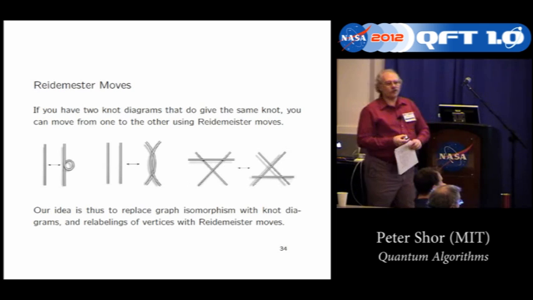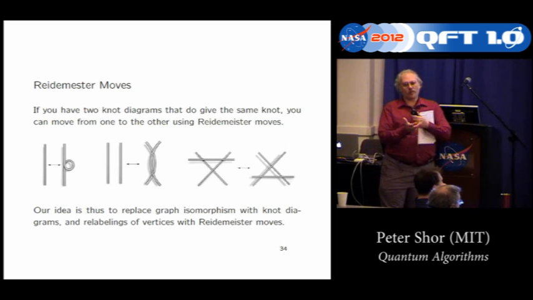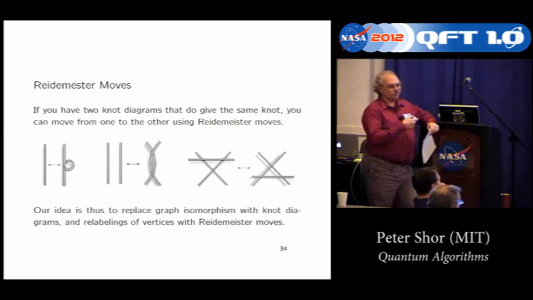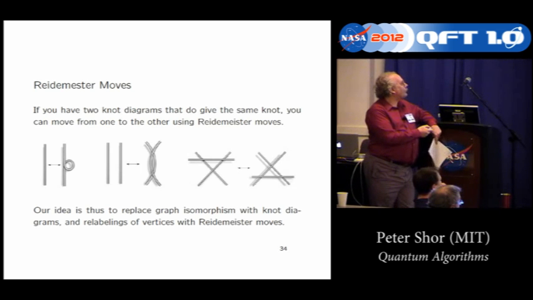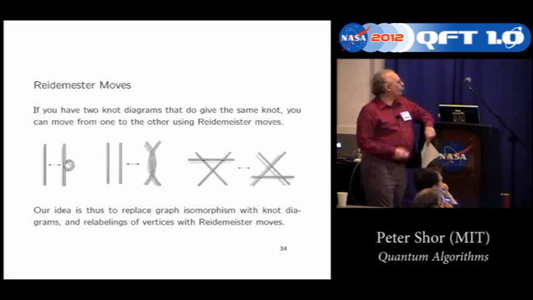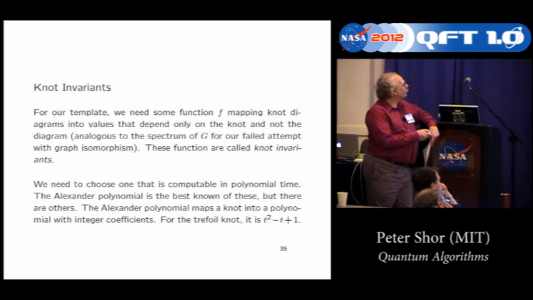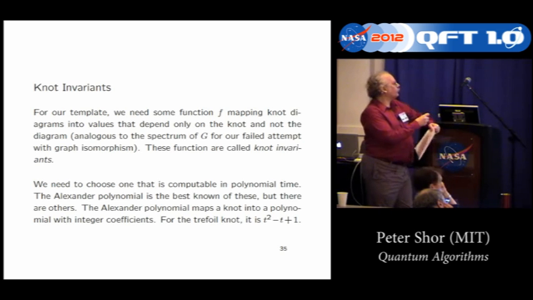Well, we need something that corresponds to applying a random permutation in the graph problem. And this is going to be taking the place of Reidemeister moves. And the nice theorem is if you have two knot diagrams that do give the same knot, you can move from one to the other using a sequence of these Reidemeister moves. If you apply a Reidemeister move, you stay with the same knot, because if you think of these in 3 dimensions, none of them involve moving one strand of the rope through another strand.